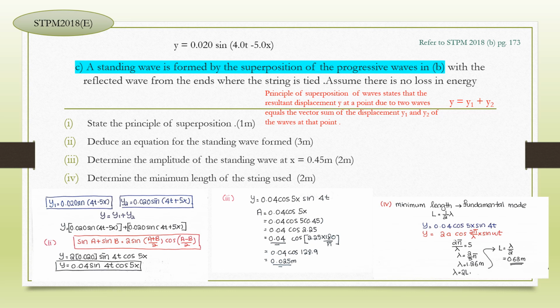Okay, this will be your A, and this one will be your B. So you take A plus B divided by 2, so you take this plus this and divide it by 2. Then cos of A minus B, you take this minus this part here, divided by 2. So if you know your maths, you know how to do this. Then when you solve it, you get your answer.